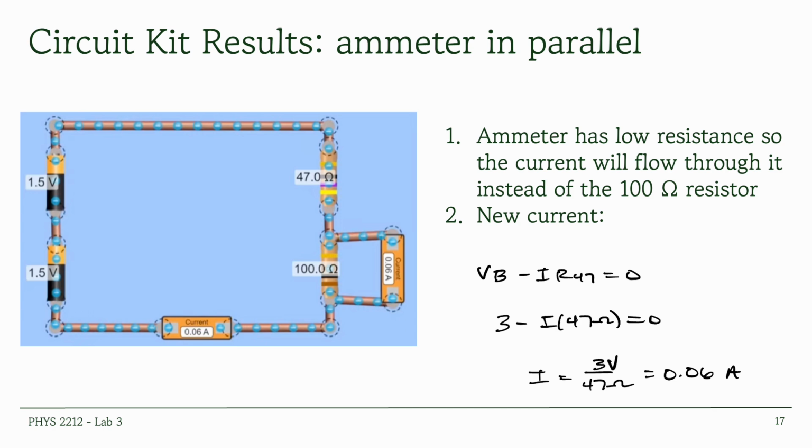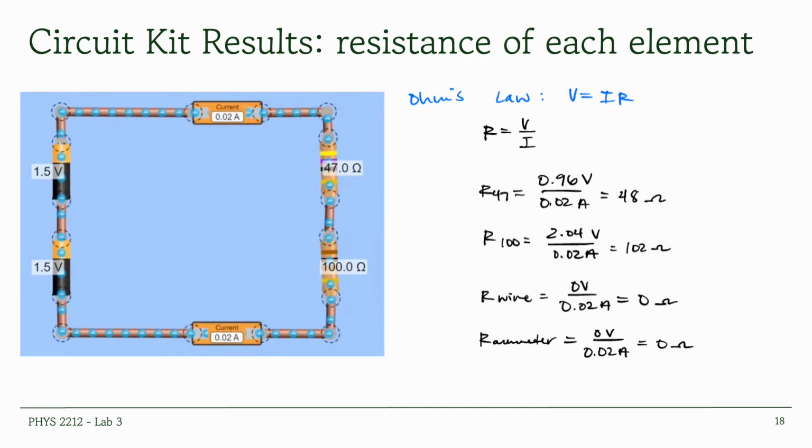So then when we substitute the ammeter that was originally at the top of the circuit to be in parallel with the 100 ohm resistor, the ammeter has a lower resistance, which means that the current will now flow through the ammeter as opposed to the 100 ohm resistor, which essentially negates it from the circuit. So that changes the new current value to be 0.06 amps without that 100 ohm resistance component.